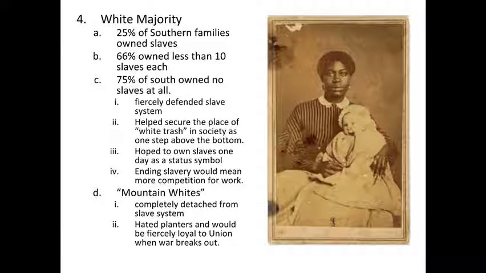Mountain whites, particularly in West Virginia, were completely detached from the slave system. They didn't really see a lot of slaves or have a lot of plantations in their areas, particularly among the Appalachian Mountains. And they hated the planters because they were rich, and would be fiercely loyal to the Union when the war breaks out. So those people within West Virginia and northern Tennessee along the Appalachian Mountains were just detached from that slavery system, even though they existed in the South. So they would become the ones that would be fiercely loyal to the Union during the Civil War.